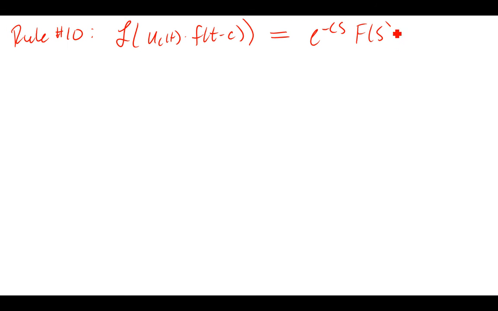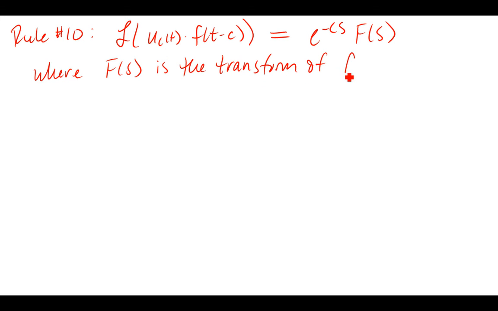And then, of course, from the chart, number 10 says if you want to do the Laplace of a step function times a shifted little f, then you just get e to the negative cs times big F of s, where, and here's where I have to be very fussy, big F of s is, of course, the transform of little f of t.